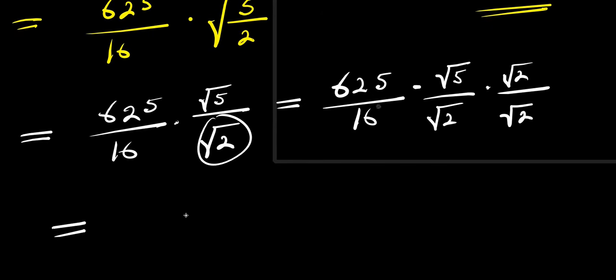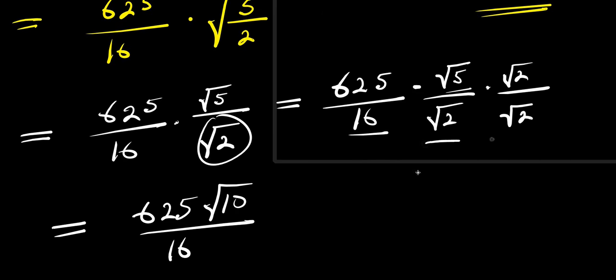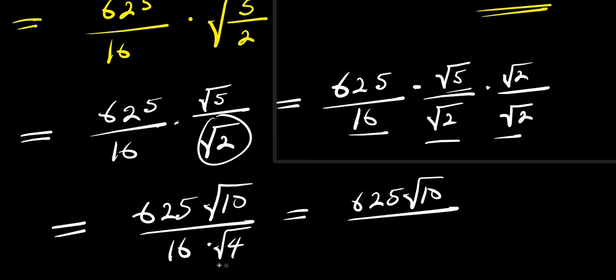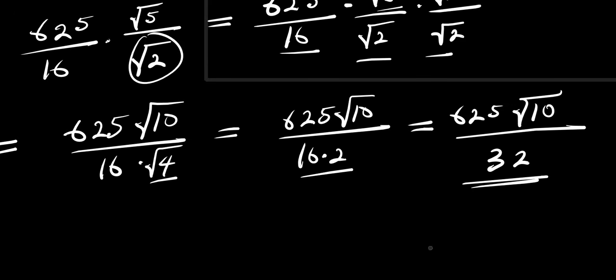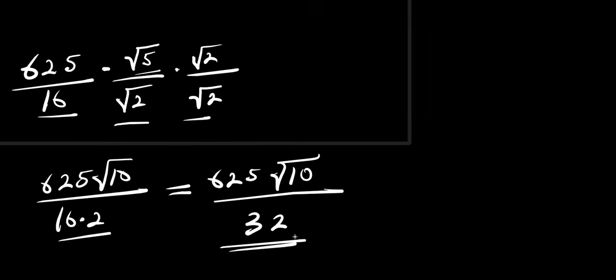So from here we have 625 times root 5 times root 2, that is root 10, divided by 16 times root 2 times root 2, this is root 4. From here we have 625 root 10 divided by root 4 is 2, so we have 16 times 2. And this will give us 625 square root of 10 divided by 16 times 2, 32. So this also is the same answer that we had earlier on using another technique.